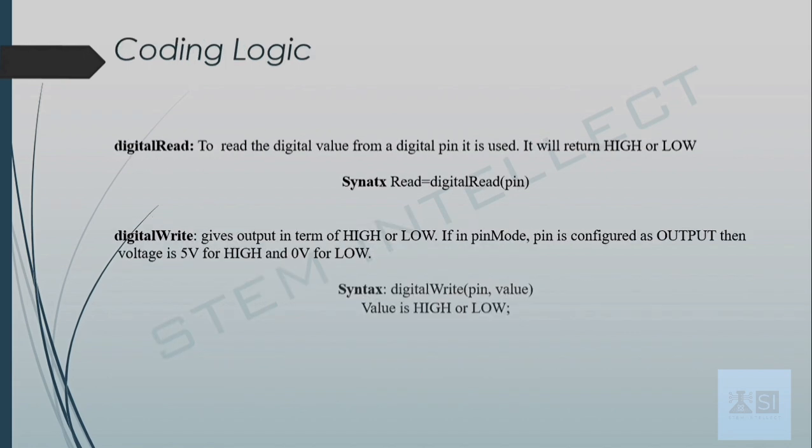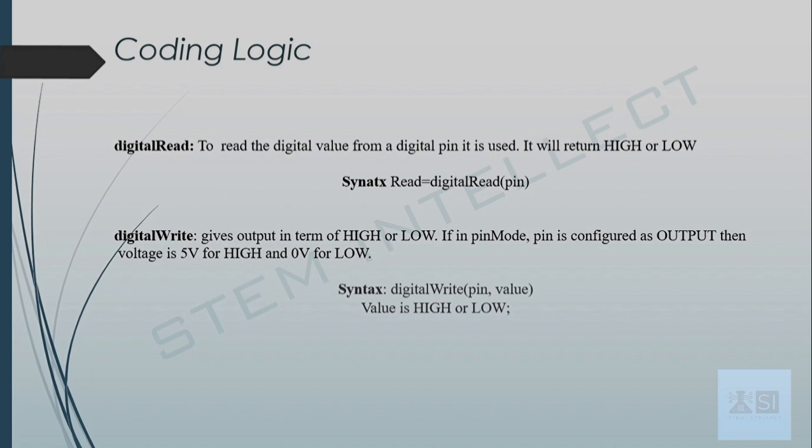So let's move further. So the next thing is we are going to learn about the syntax that we are going to use while making a program, or you can say doing coding. So the first thing is digital read. To read the digital value from a digital pin, it is used. So it will return the values in high or low. So you can see the syntax.